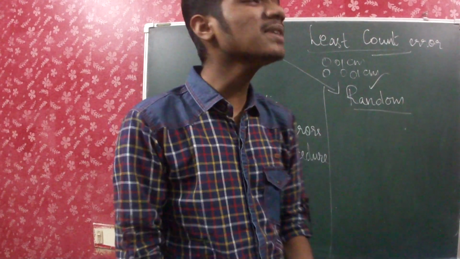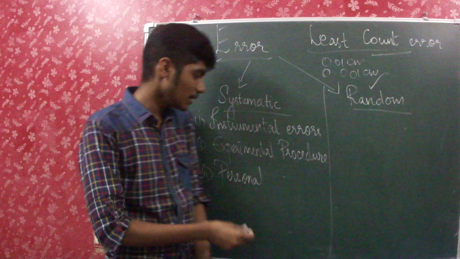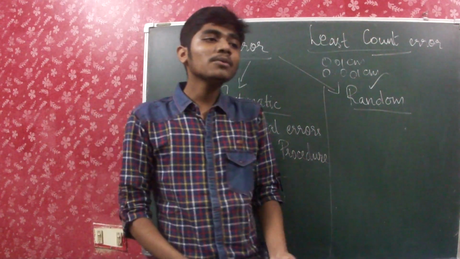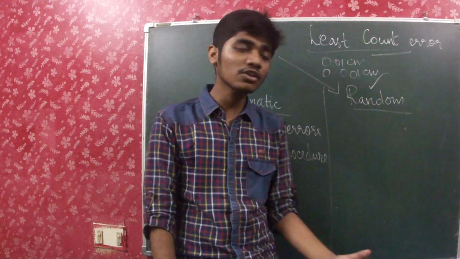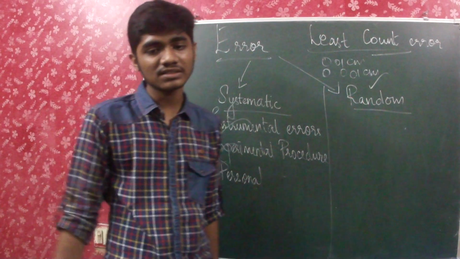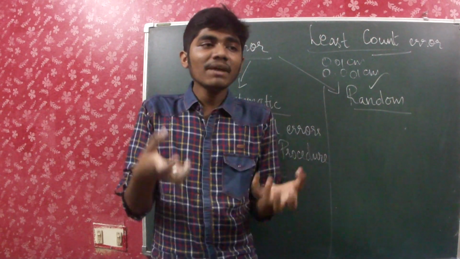So how can we minimize these kinds of errors? For example, how can we minimize systematic errors? We can minimize systematic errors by being more careful to avoid personal errors, and we have to adopt good experimental techniques to avoid experimental errors, and then we have to use very good, well-equipped instruments to avoid instrumental errors.